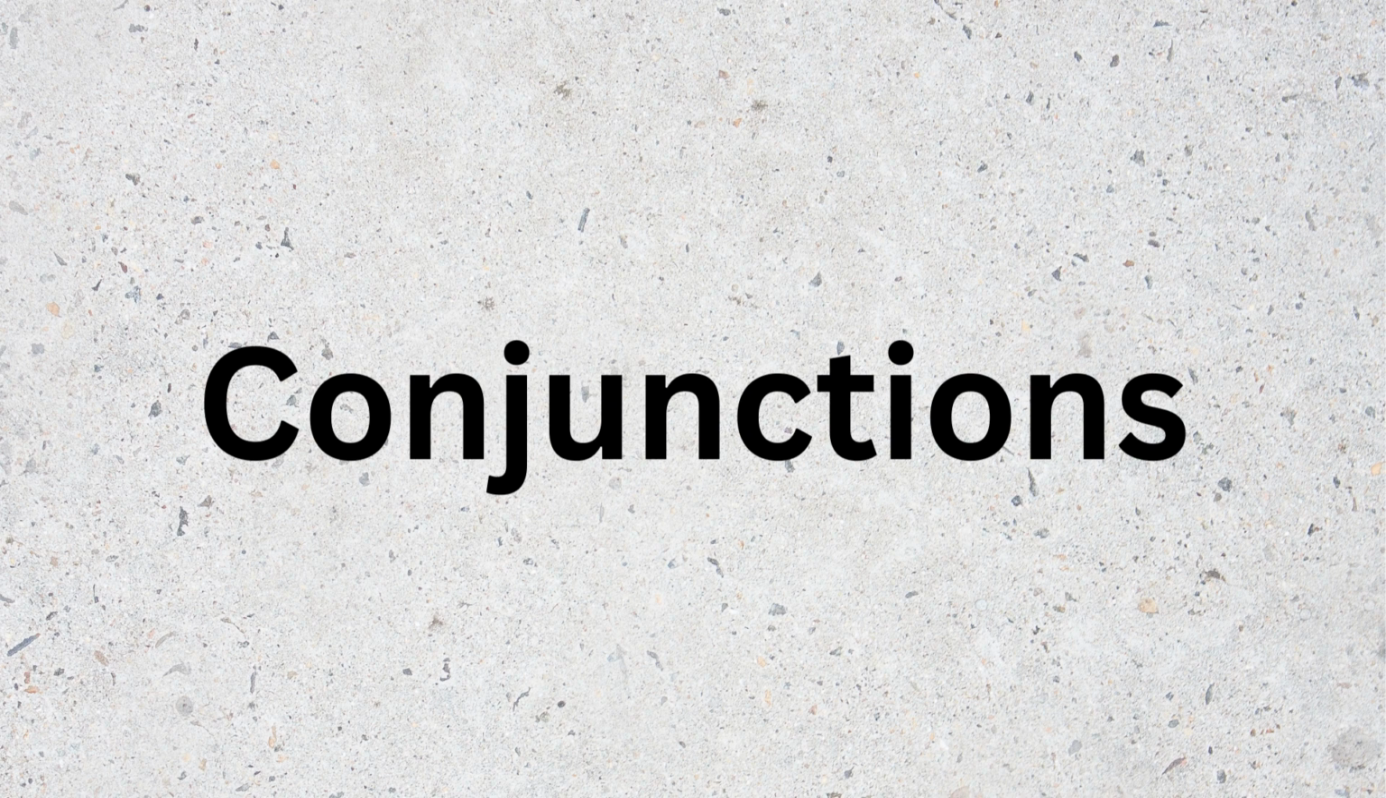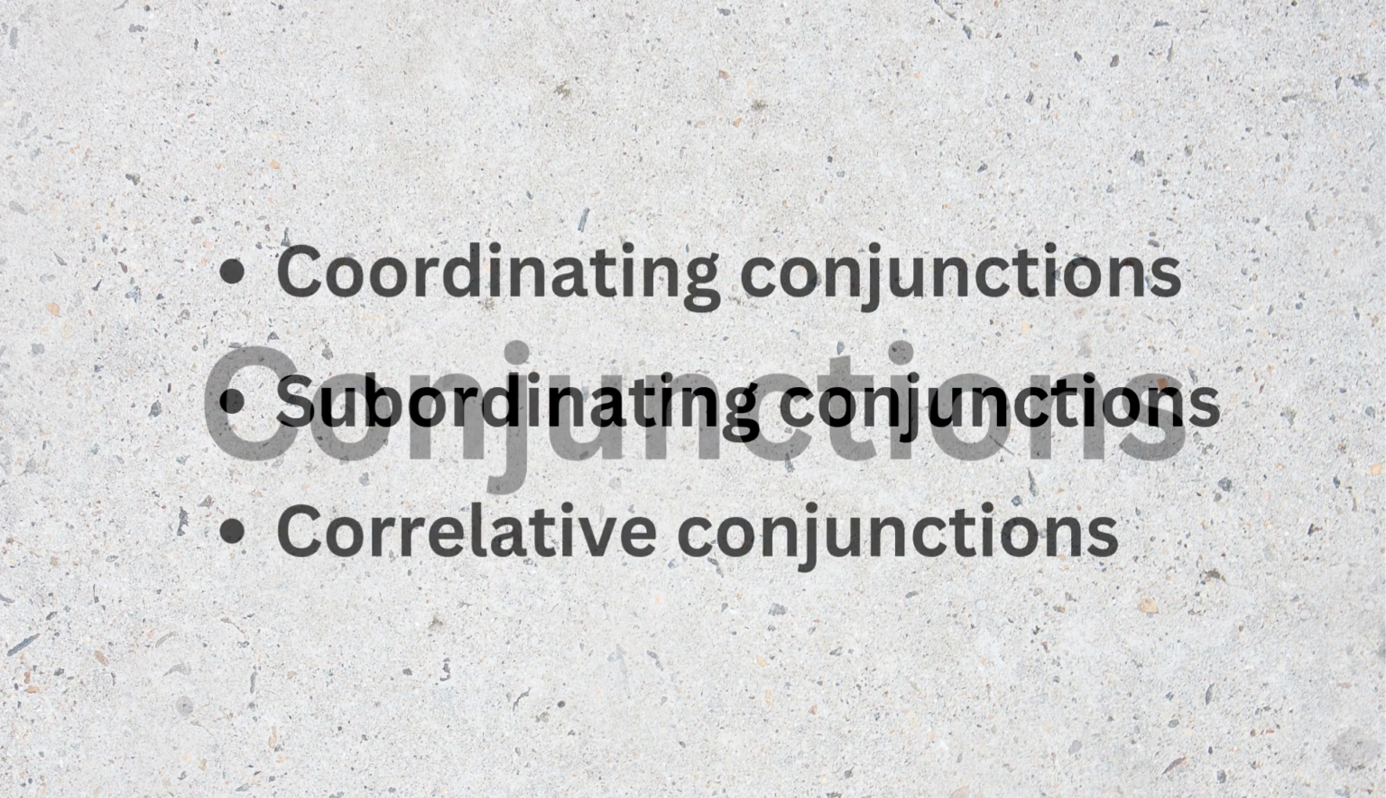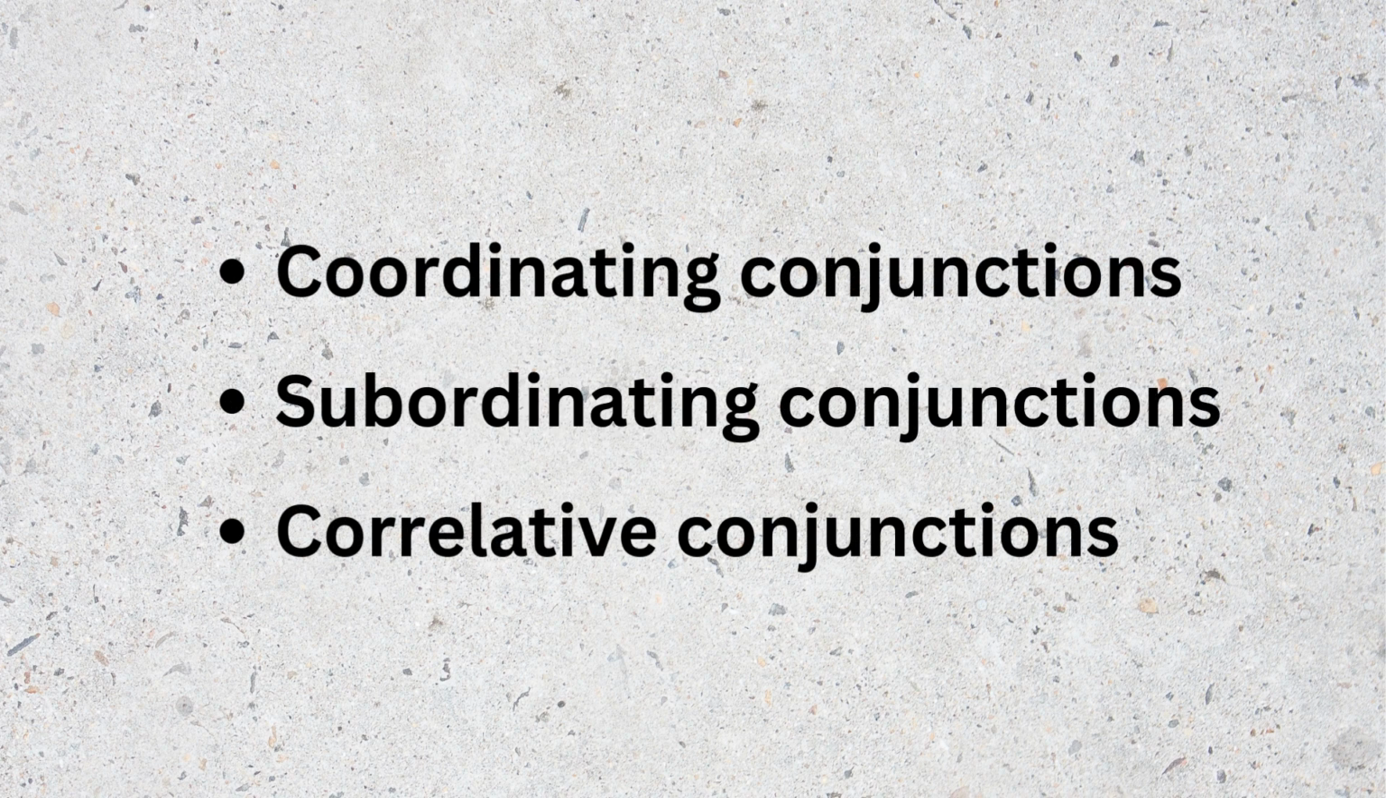Hi guys, let us discuss conjunctions today. A conjunction in English is a part of speech used to connect words, phrases, clauses, or sentences. Conjunctions are essential for constructing coherent and meaningful sentences, and are used to indicate various kinds of relationships between the elements they connect. There are three primary types of conjunctions: coordinating conjunctions, subordinating conjunctions, and correlative conjunctions.